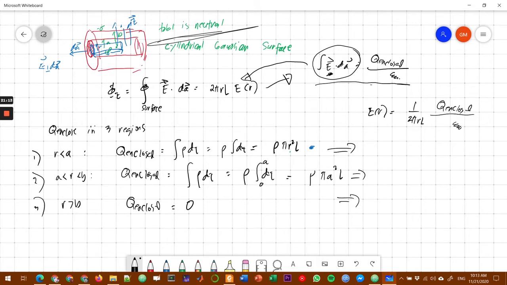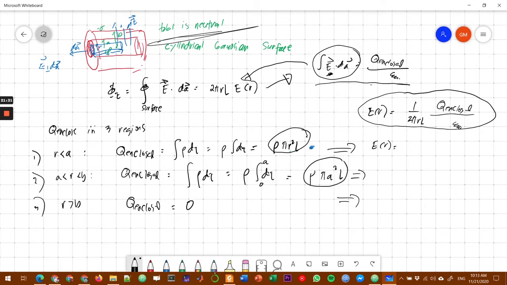So for region R less than A, the electric field is substitution naman siya class, right? This one, using this formula, we have our Q enclosed. So, imo na siya i-substitute. This would be an exercise sa inyo na lang. Ang details niya, basta kay ang result ani niya would be 1 over 2 epsilon naught R rho. Okay? This is for the first region.